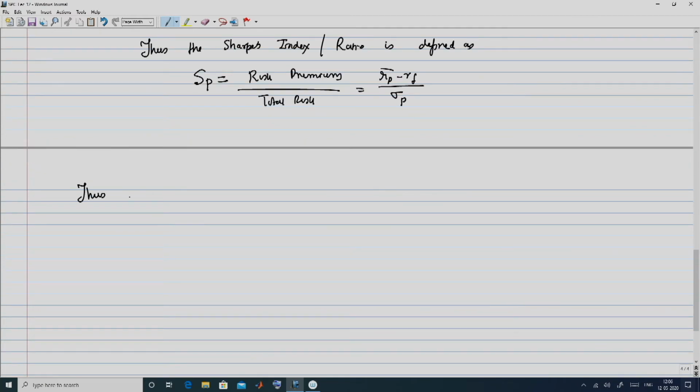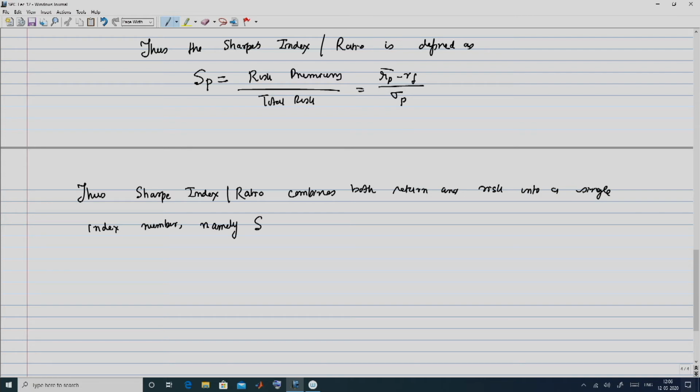So, to interpret this, the Sharpe index or ratio, we will use the terms index and ratio interchangeably, combines both return and risk into a single index number, namely S subscript p, which can be used to rank investment alternatives.